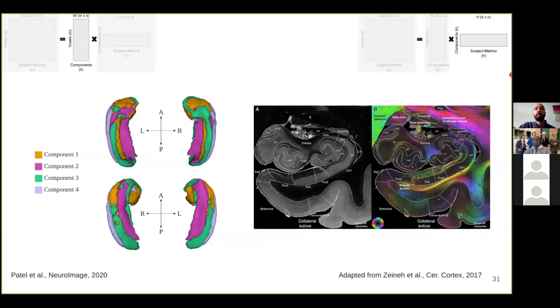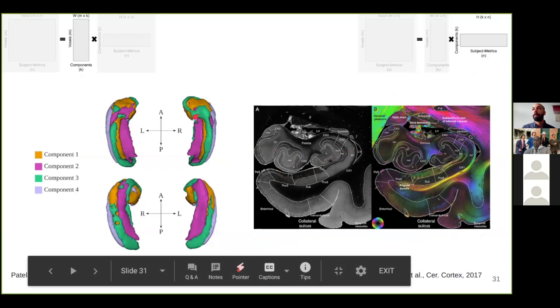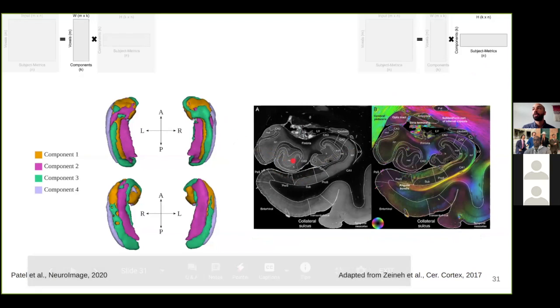So the next part we wanted to do is to relate that variability to a set of demographic and cognitive measures. Oh, sorry. We can also relate the findings here to more fine-grained histological analyses.